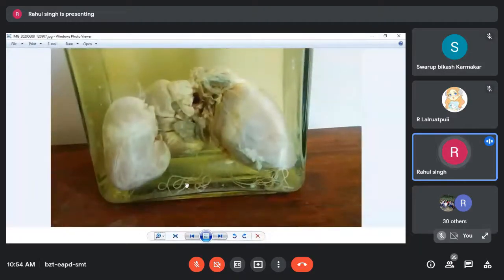This is heartworm, Dirofilaria immitis. Inside the heart, this worm is present. It is not clear here, but inside the heart lumen, this worm also resides. Okay, dirofilariosis, heartworm.